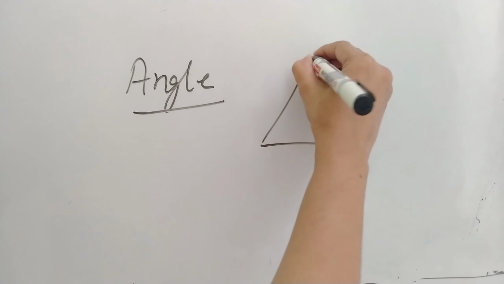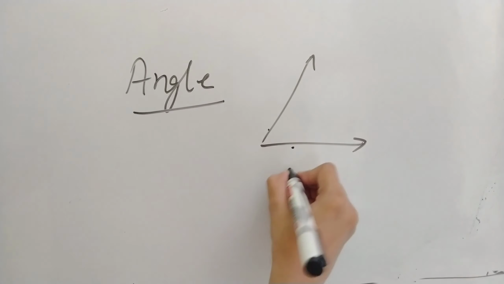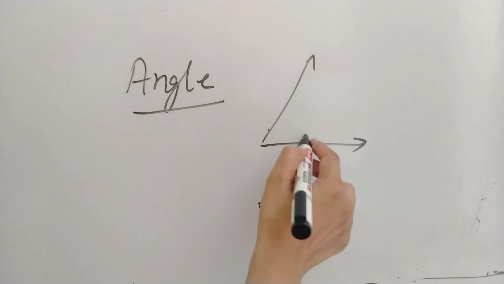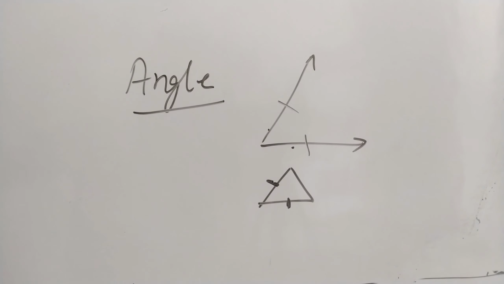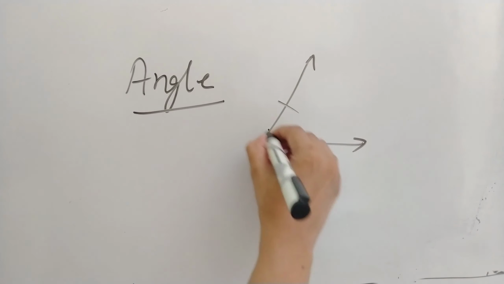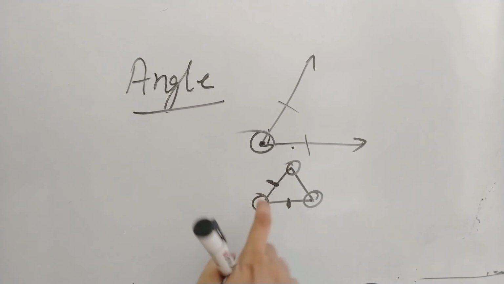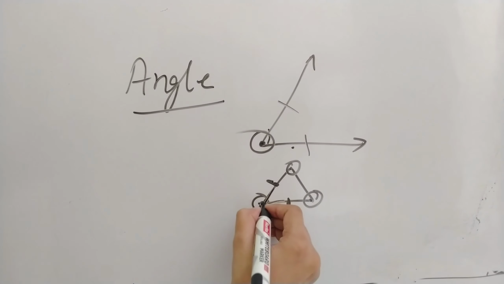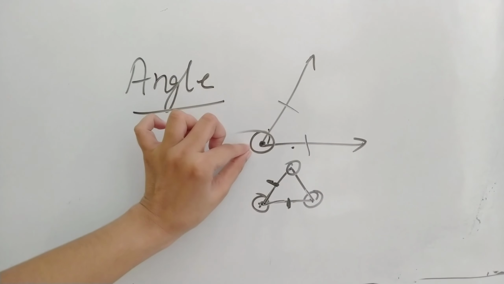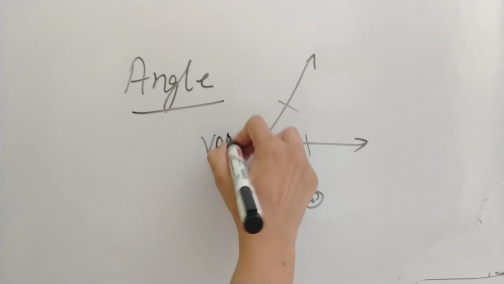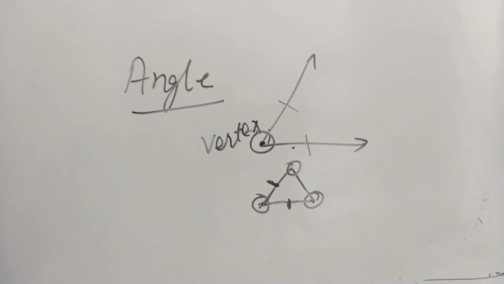What is an angle? An angle is a figure that may contain two rays, or if it is a closed figure, it may contain two line segments. These are called the arms or sides of the angle, and this is the common vertex. In this closed figure, there are three vertices because these two lines intersect here, and these two lines intersect here. The point where two rays intersect is called a vertex. So here it is one vertex, and here there are three.